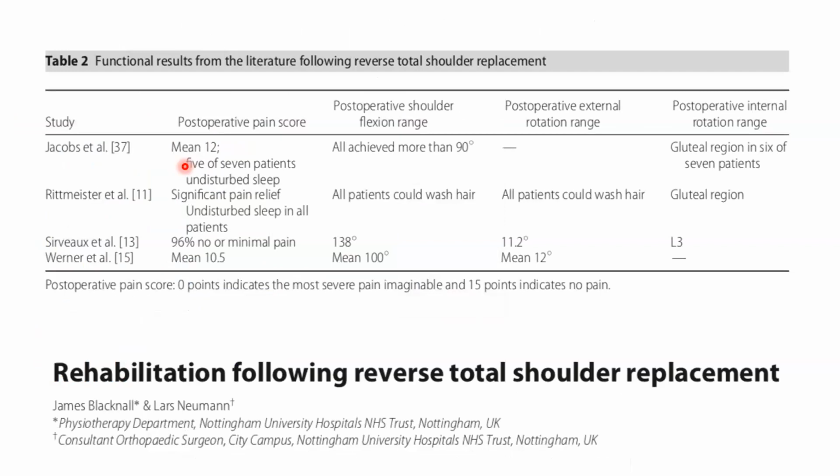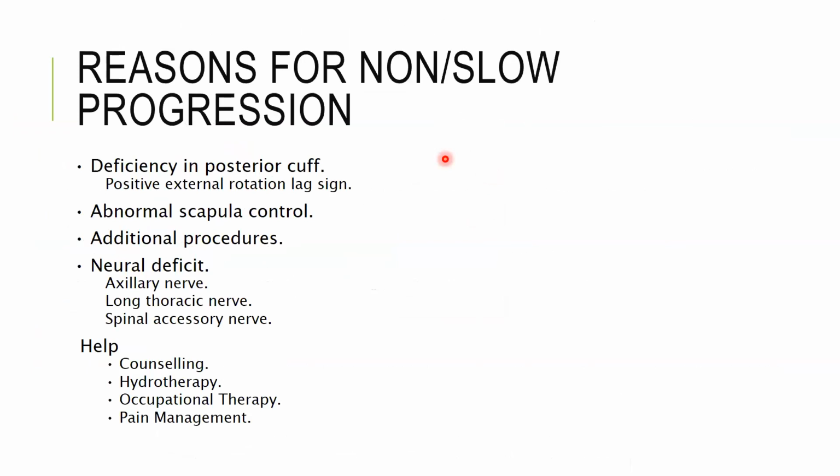So these are again some of the papers which show the range of motion. You can see that most of the papers recommend that they will be able to achieve 90 degrees of shoulder post-operative range. The reasons why we sometimes have to slow down on the protocol are deficiency in the posterior cuff, so they can have a positive extension lag, abnormal scapula control.